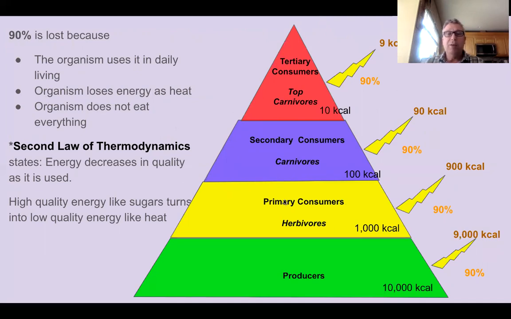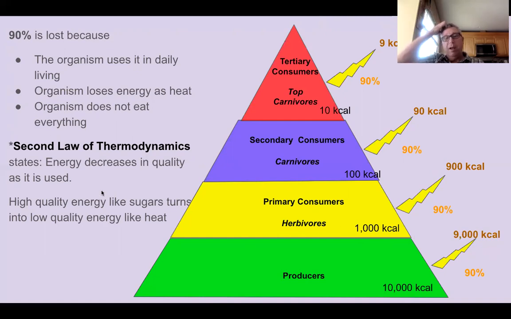Also, if you look at it, there's no way that all of the primary consumers will eat all the producers, right? That wouldn't make sense, right? And then we would just have everything gone, and we wouldn't have anything to continue on. So there's a lot left over, right? So that's why only 10% is left.